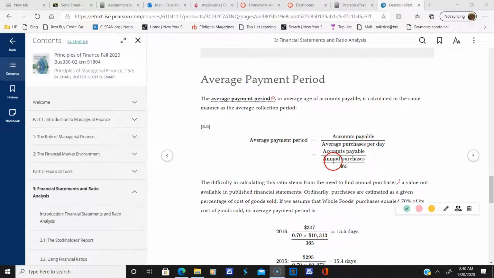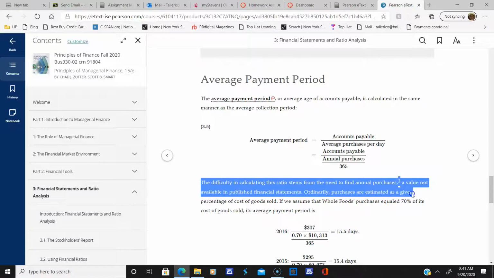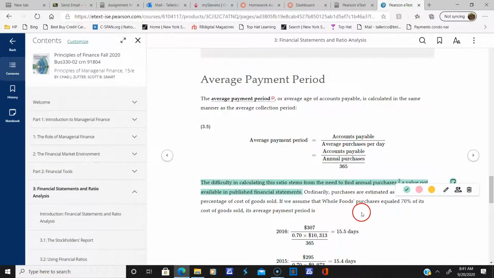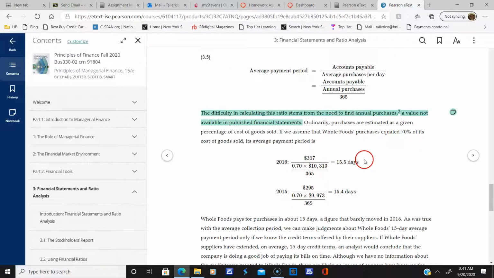Now, the problem is you're not going to find this on any statement. You kind of have to know your purchases, right? So obviously this is not going to appear. And again, it's daily. So you can see they make an important point here. They say the difficulty in calculating this ratio stems from the need to find annual purchases not available in financial statements. Okay. Ordinarily, purchases are estimated at a given period, a percentage of cost of goods sold, and in this case, they use 70%. Okay, so they plug in, and you can see that it's about the same, the average payment period. So they pay for their purchases in about 15 days or so.